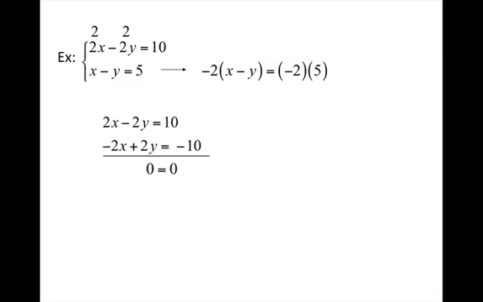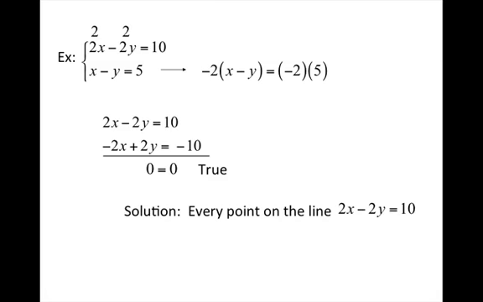Since both variables eliminated, I know it's a special case. Since this is a true statement, this is a dependent system. That means my original equations were actually the same line. If they're the same line and the solution is the point where they cross, it's every point on that line. So for this class, you're going to state the solution is every point on the line 2x minus 2y equals 10.